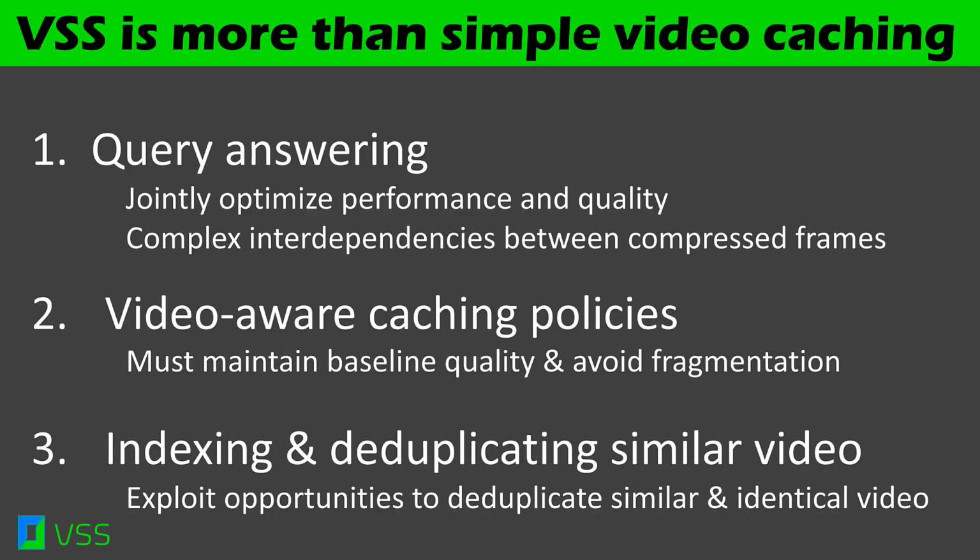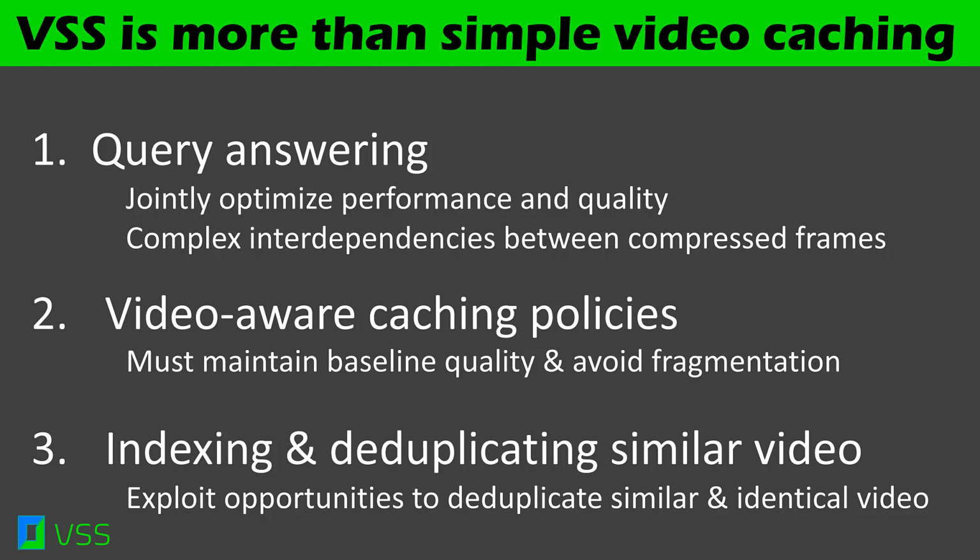But VSS and video caching is more than just naive intermediate result caching in the video context. In particular, it addresses a number of challenges that are unique to this visual domain. First, during query answering, it's important that VSS optimize both for performance and for quality of the result. For example, if a data management system requests video data at 4K resolution, VSS can't simply select and return a heavily downsampled, low-quality variant. Let's also consider complex decoding dependencies between frames to ensure the performance is maximized.